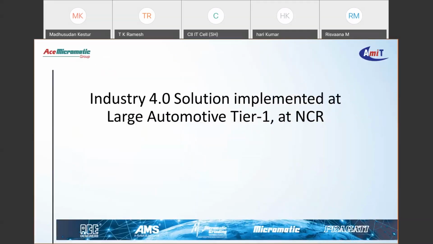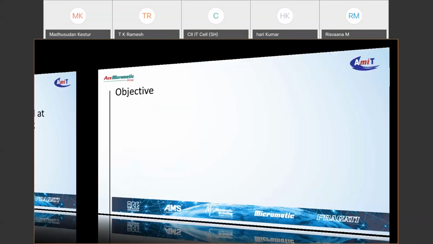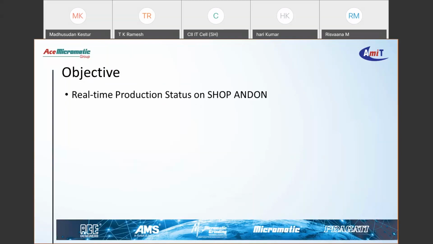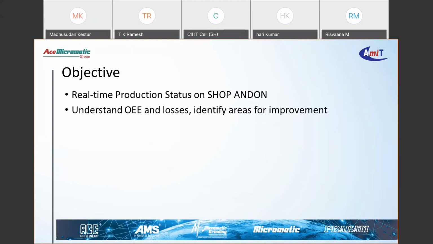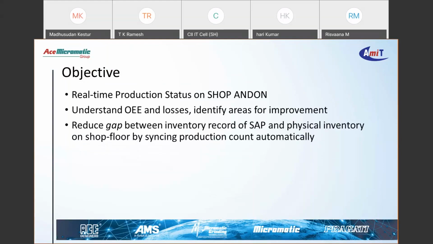In the NCR region, we have implemented this system on 65 machines. The objective was to get real-time production status on the shop floor, understand losses, and improve OE. They also had a challenge where there was a huge gap between the inventory recorded by SAP and what was actually happening on the shop floor. So there was a gap between the inventory records of SAP and the physical inventory on the shop floor. We wanted to reduce that gap by syncing production count automatically after every job.